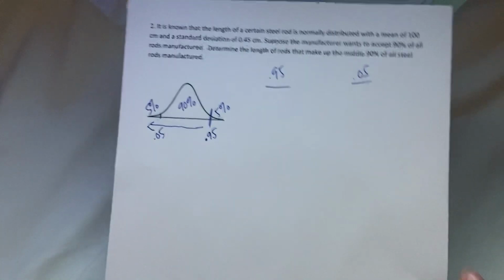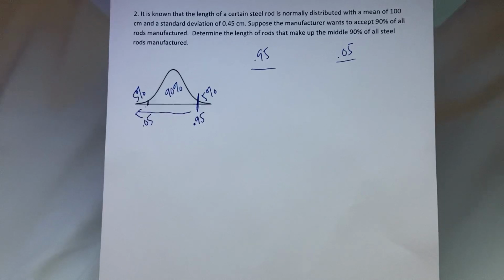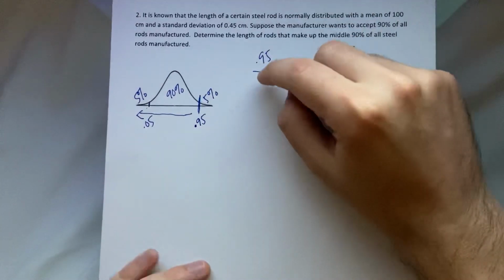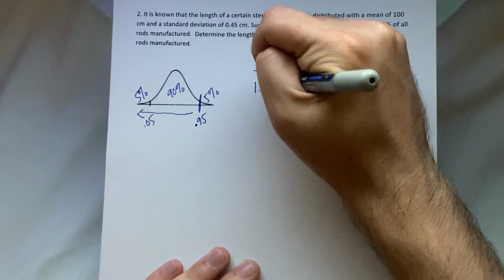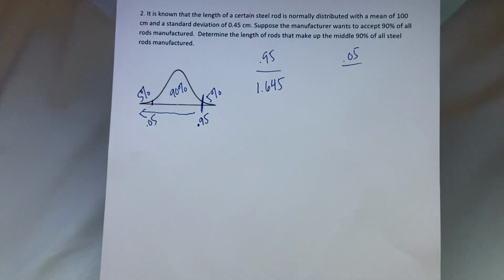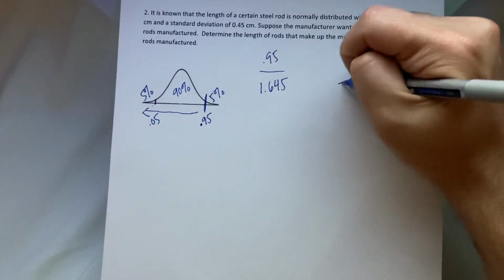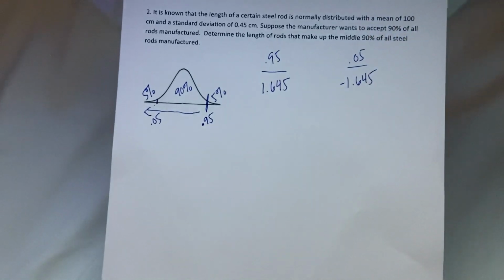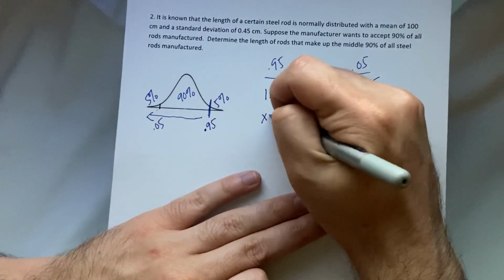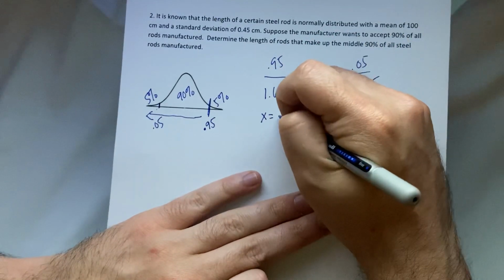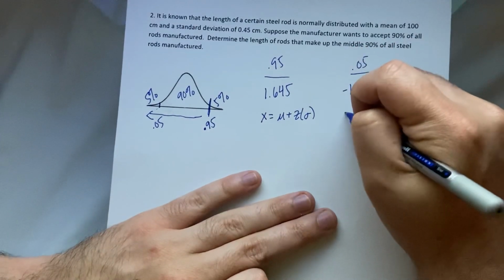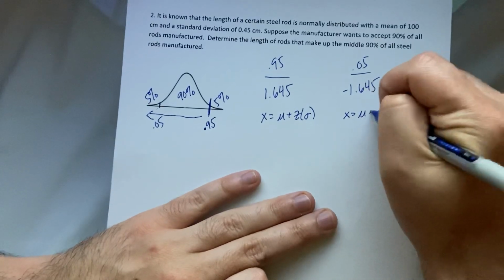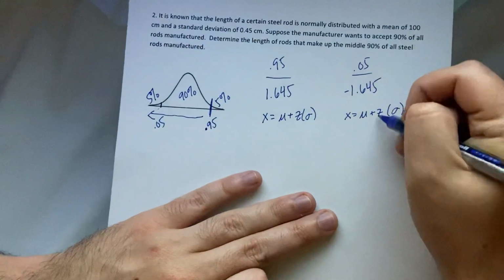Now, they're symmetric. Because the normal curve is symmetric, it should be the positive and the negative of the same thing. So if I look for where 0.95 is, I find that it's halfway between 1.64 and 1.65. So I'm just going to put 1.645, and this one is the opposite, negative 1.645. So what I need to do to find these two scores is say x equals, again, mu plus z times sigma. And this one is x equals mu plus z times sigma. The only difference is it's going to be a negative z.